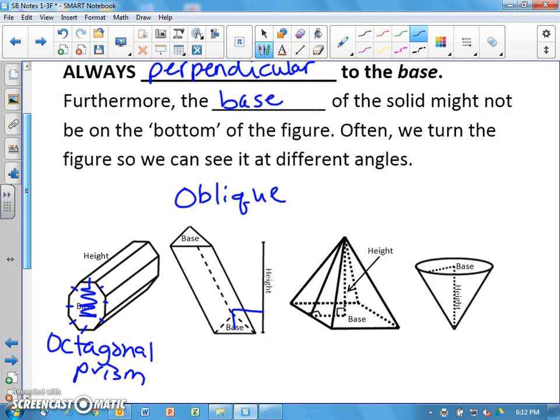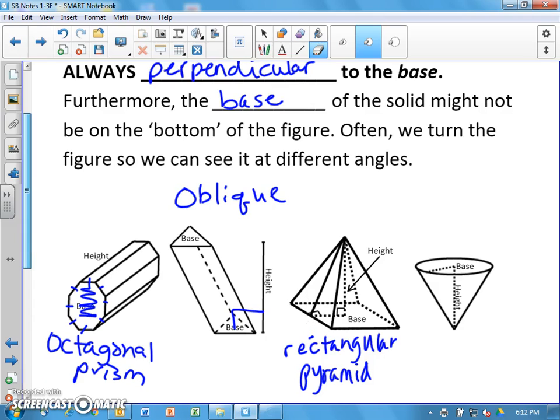Here, my base is what it's sitting on this time, which, without markings, I can't call a square. So I'm going to call this rectangular. And since my sides are triangles and it comes to a point, this is a pyramid. It's very important not to call it a square pyramid unless you see markings that make you know that that's a square. The last one over here, again, my base and height are perpendicular. This is a cone. Doesn't matter that it's not sitting on a base. The base is the circle.